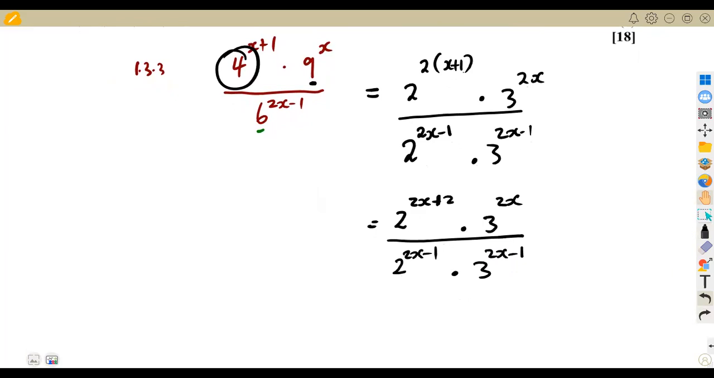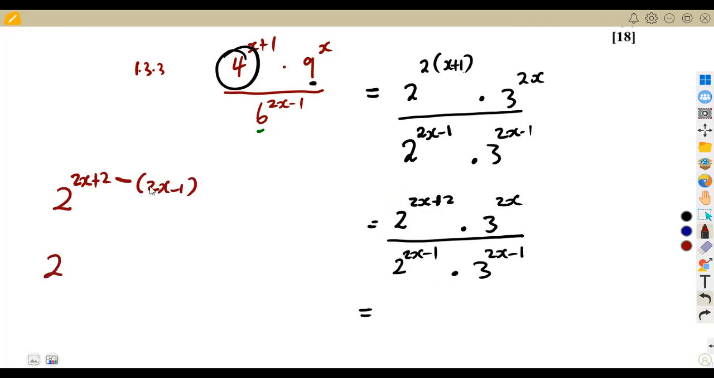I mean, we've got the same base, a base of 2 and 2 in this case, and we are dividing where the bases are the same. So what are we going to do? You are simply going to subtract the exponents in that case. So this will be 2 to the exponent of 2x plus 2, minus the exponent that we have on 2 in the denominator, which is 2x minus 1.